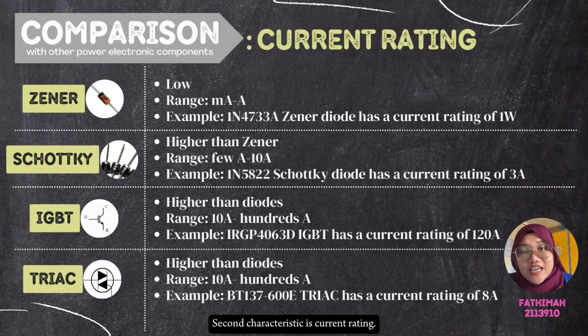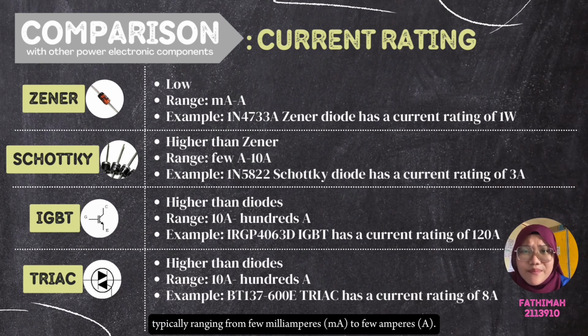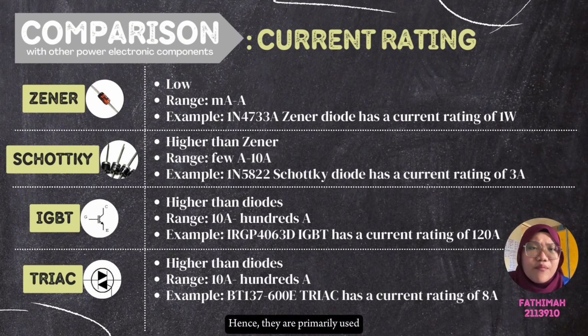Second characteristic is current rating. What is current rating? Current rating is the level of current which an appliance or device can carry safely. Firstly, for Zener diodes, they have a relatively low current rating, typically ranging from a few milliamperes to a few amperes. Hence, they are primarily used for voltage regulation and stabilization.